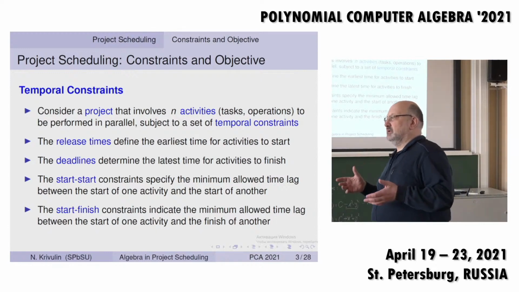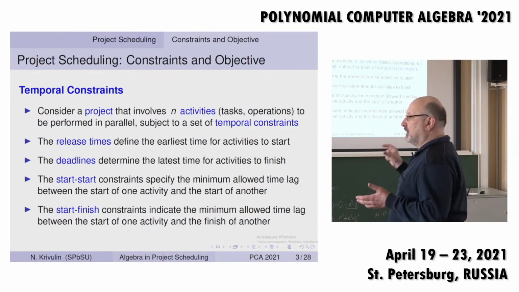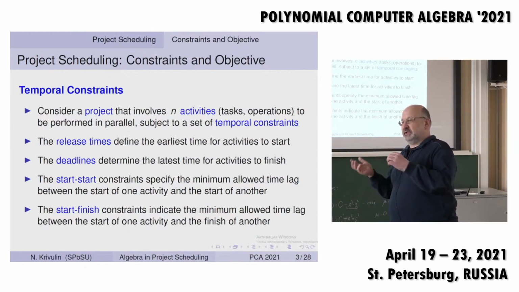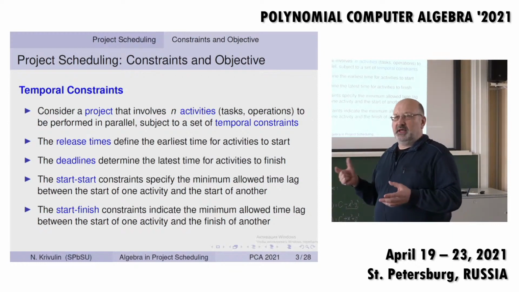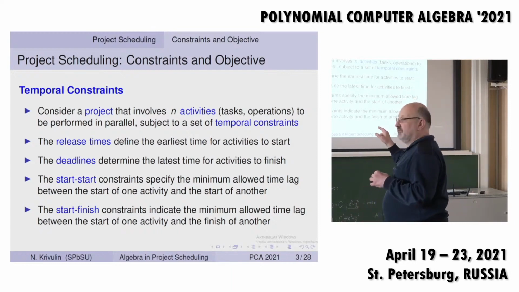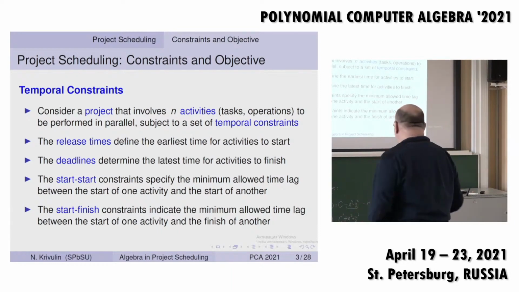give us the minimum allowed time lags between the start of one activity and the start of another activity, if we are talking about the start-start relationship, and between the start of one activity and the finish of another activity for start-finish constraints.